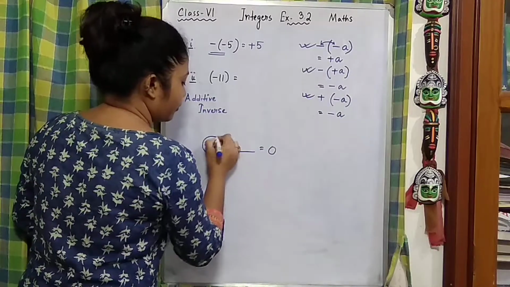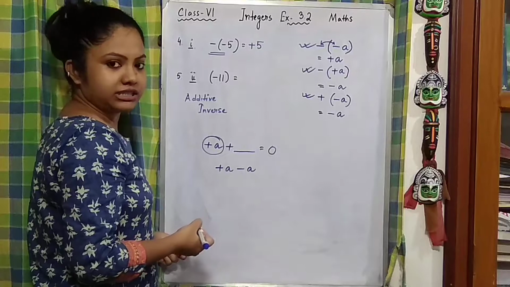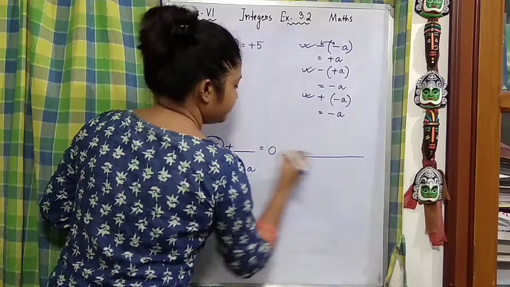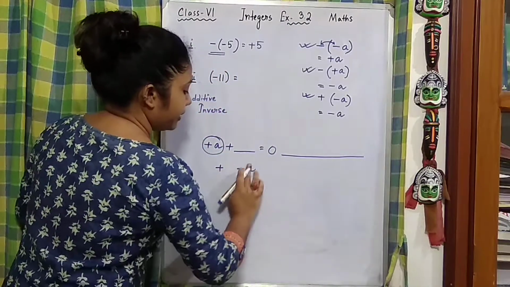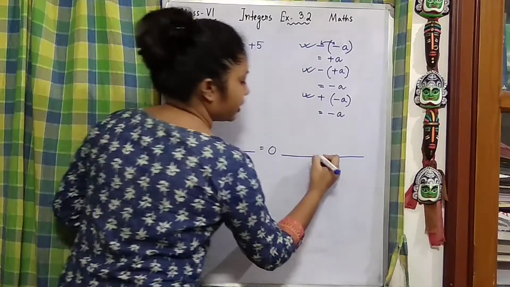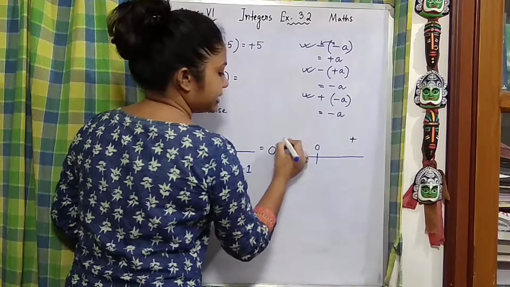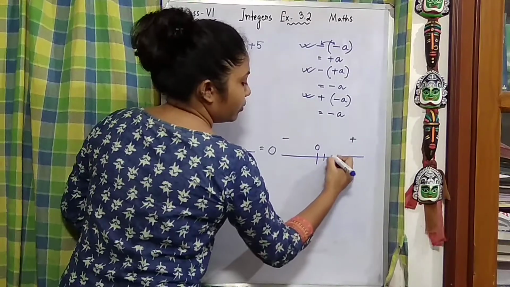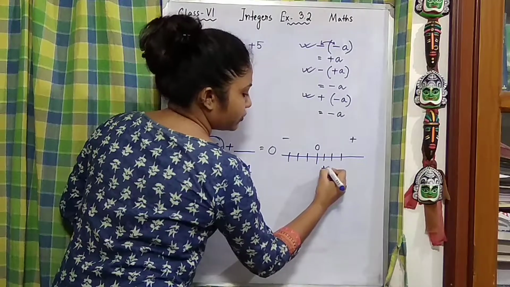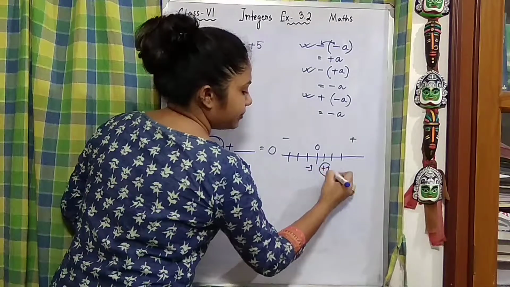Plus a, when added with minus a, gives an answer of 0, right? Because if we follow the number line, suppose I replace this a with 1. Plus 1 and minus 1. On the number line, 0 is here, this is the plus end and this is the minus end. Counting 1, 2, 3 on each side, here is plus 1 and here is minus 1.